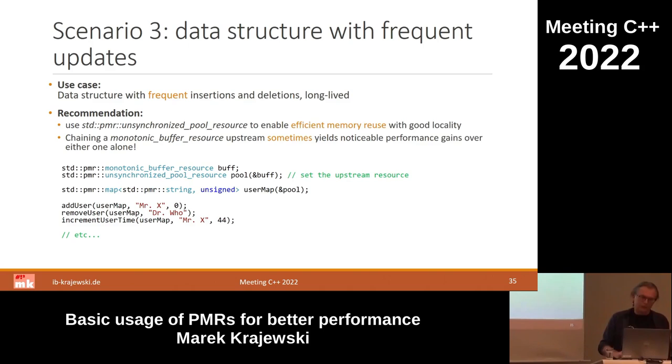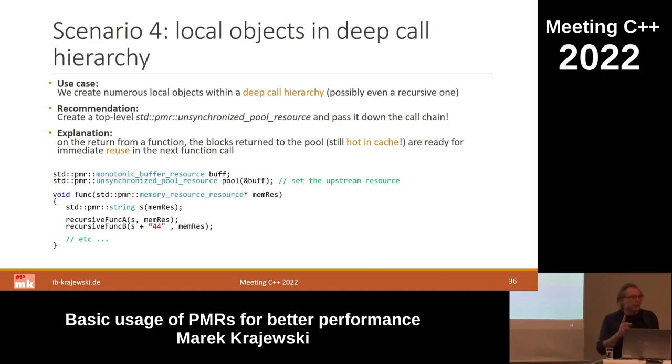Scenario four. Now we have a deep function call chain, maybe even a recursive one. And in each of these functions, we need these local dynamic objects like vector of string, which will be built up and something. Yeah. So what can we do here? This is also a case for pool resource. We just define a pool resource and pass it down the call chain.